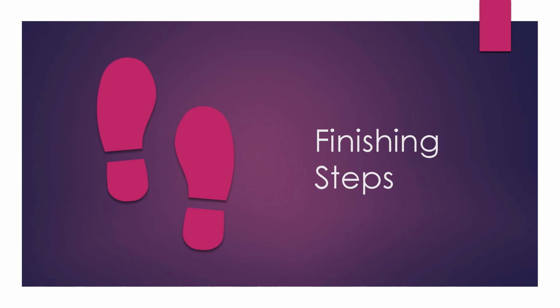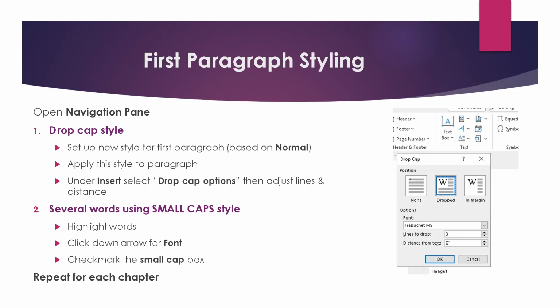Now you're ready for the finishing steps. You want a fancy first paragraph. So you could apply a drop cap or a small cap to the first paragraph of every chapter. With the navigation and style panes open, to use a drop cap style, create a new style for the first paragraph based on normal. Apply this to the first paragraph. On the insert screen, select drop cap options, then adjust lines and distance. You may also change the font here.